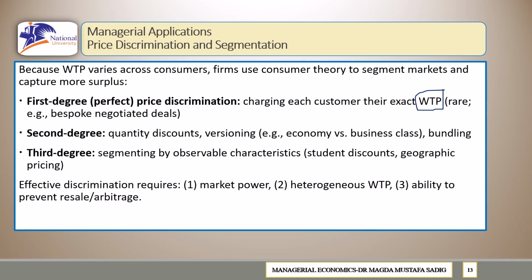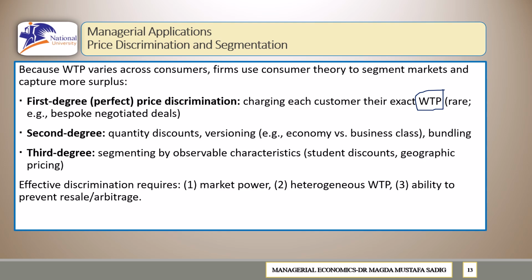The second degree, different prices based on quantity or product version. For example, in aircraft tickets, there is economy, there is business class, and so on. We have economy versus business class, student software versions, bulk discounts, and so on.